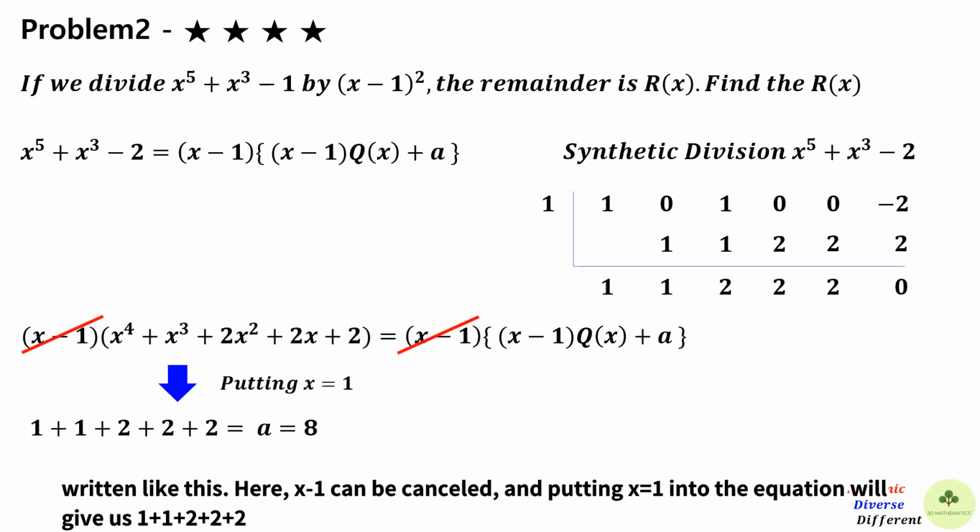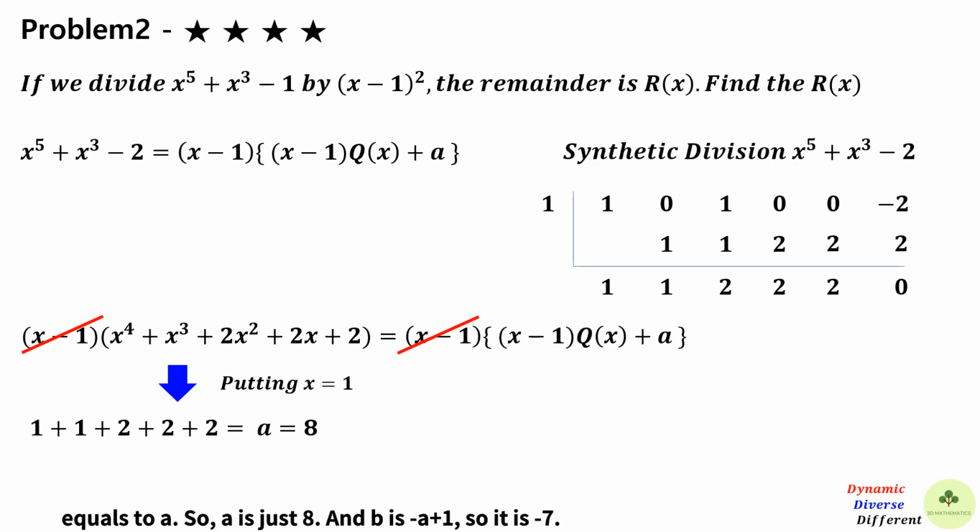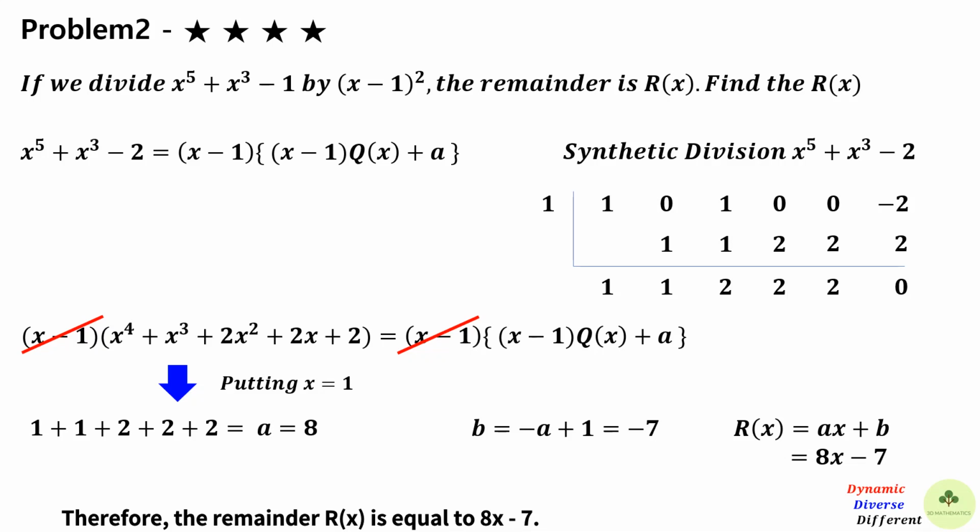Here, x minus 1 can be cancelled, and putting x equals 1 into the equation will give us 1 plus 1 plus 2 plus 2 plus 2 equals a. So a is just 8. And b is minus a plus 1, so it is minus 7. Therefore, the remainder r of x is equal to 8x minus 7. This is the solution to this problem. Is it clear? If it's clear, then let's move to the next part.